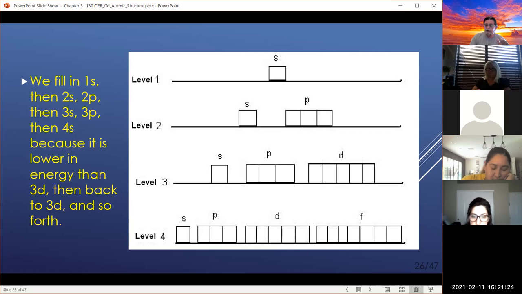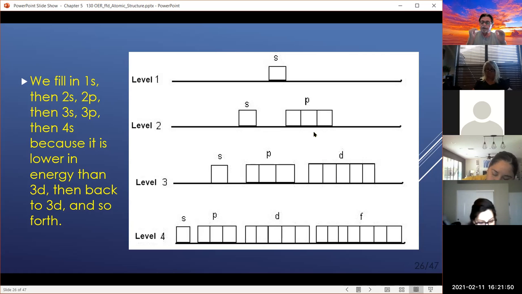In the second energy level, there are only 2 types of orbits. That's the S and the P. Now, within the S, there's only one S type. That's it, just one. That little box represents one S. Each little box represents an orbit. For the P orbit, there are 3 of them. The P has 3, hence there are 3 boxes, okay?